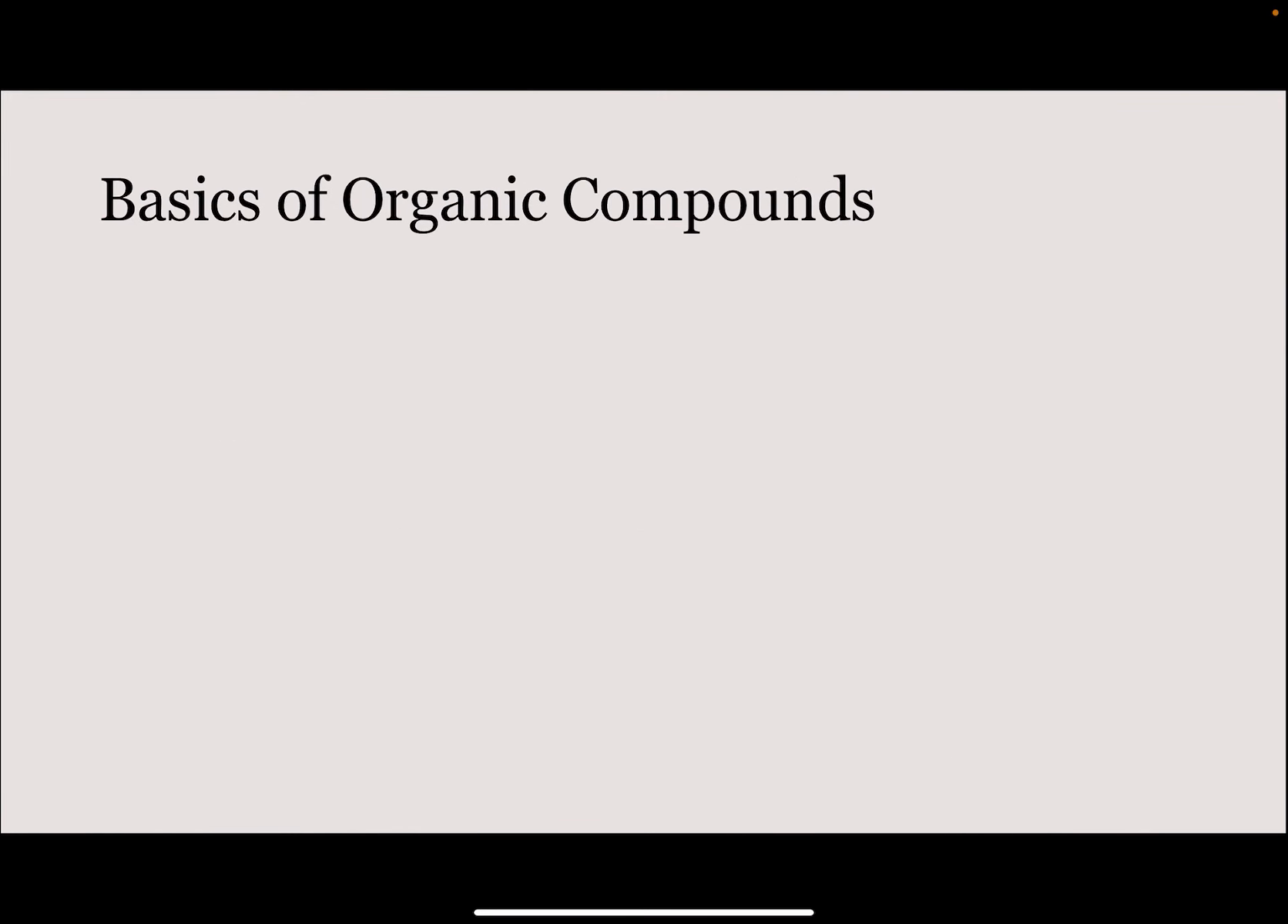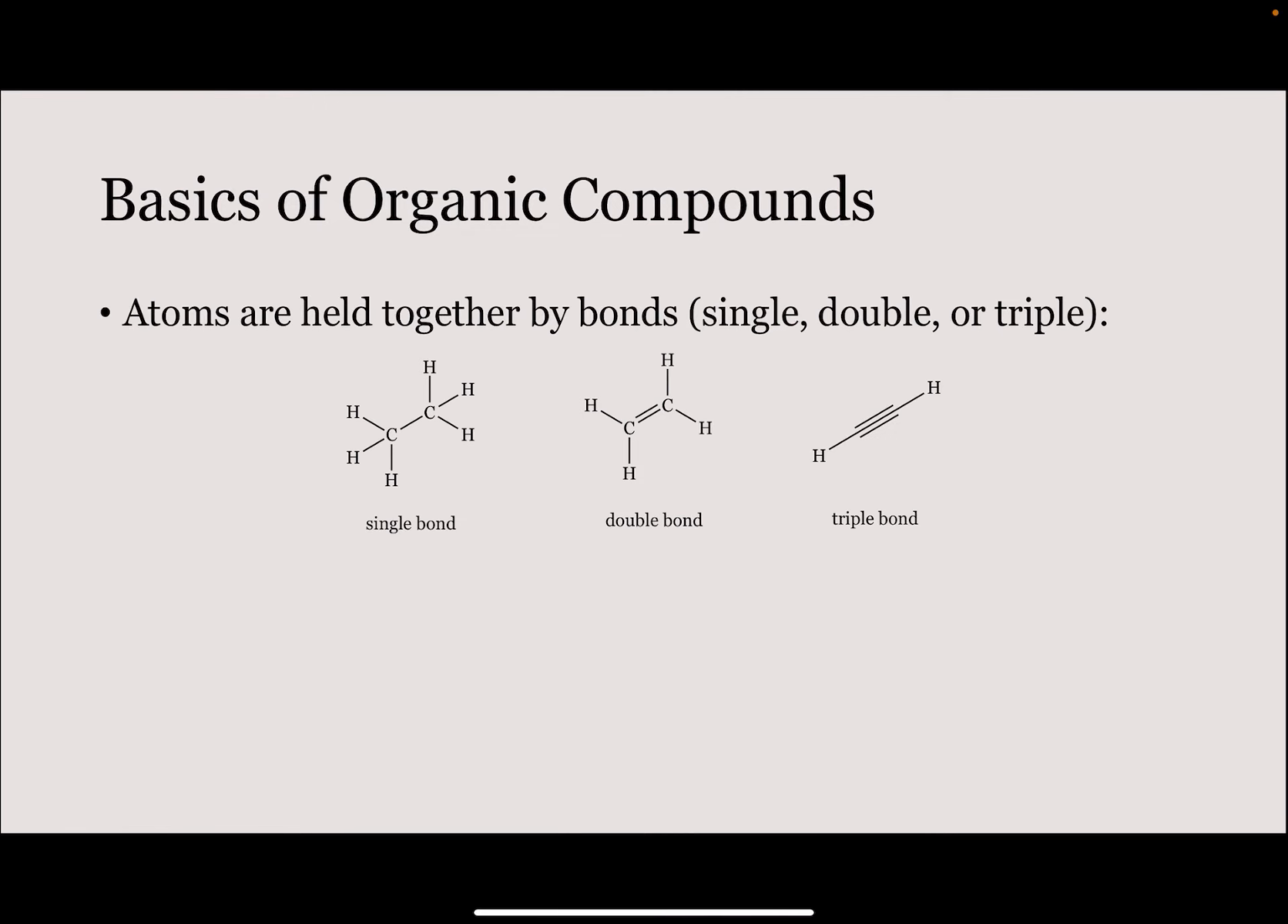So here are some basics of organic compounds. Atoms are the elements over here. The little atoms are represented by letters, and they are held together by bonds. They can be bonded with a single bond, a double bond, or a triple bond. That allows these atoms to go ahead and form bigger molecules.